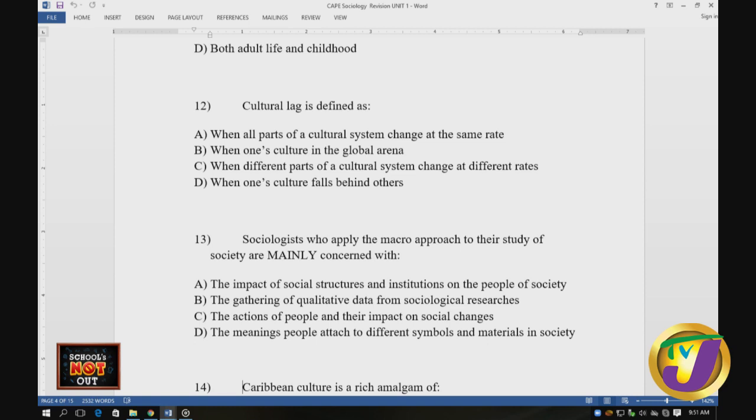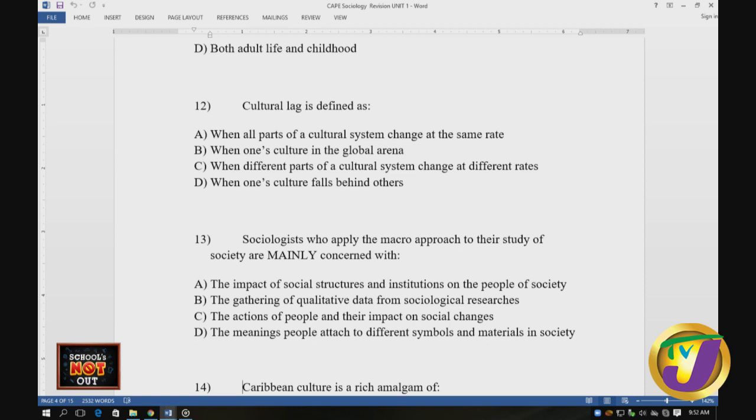Micro, we look at issues such as Weber's social action perspective. So we're going to see now which one of these best describes the macro approach. So we said A, the impact of social structures and institutions on the people of society. You think of that one? Yes, could be. The gathering of qualitative data for sociological research, that can be done whether macro or micro. That is not necessarily macro. That can be micro or macro.